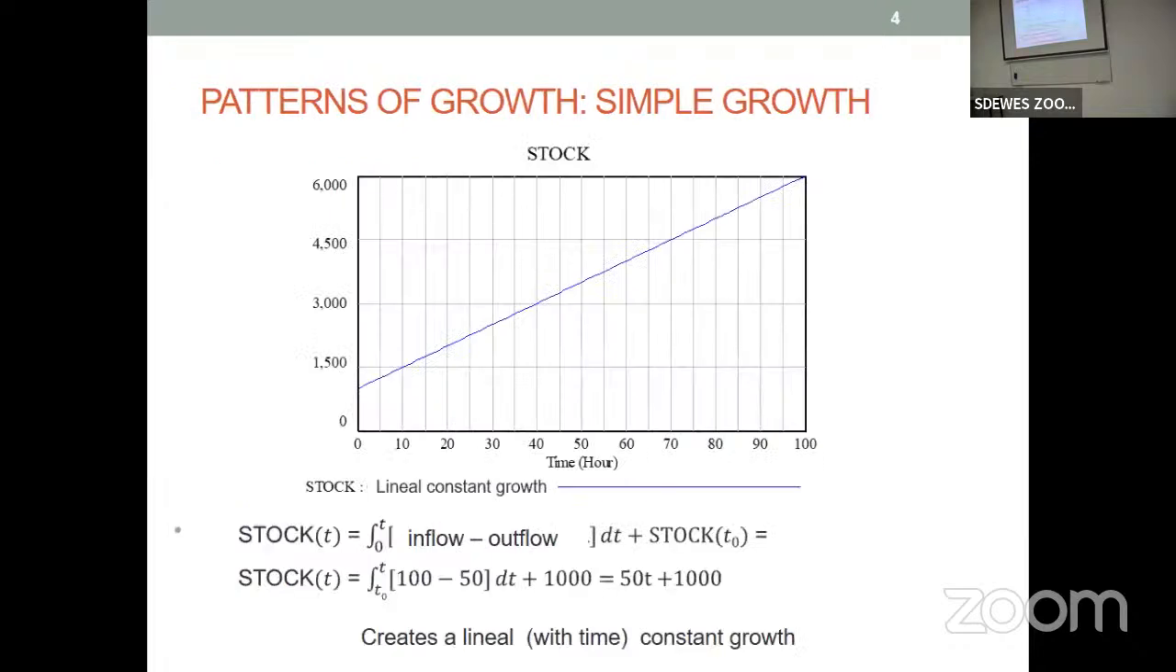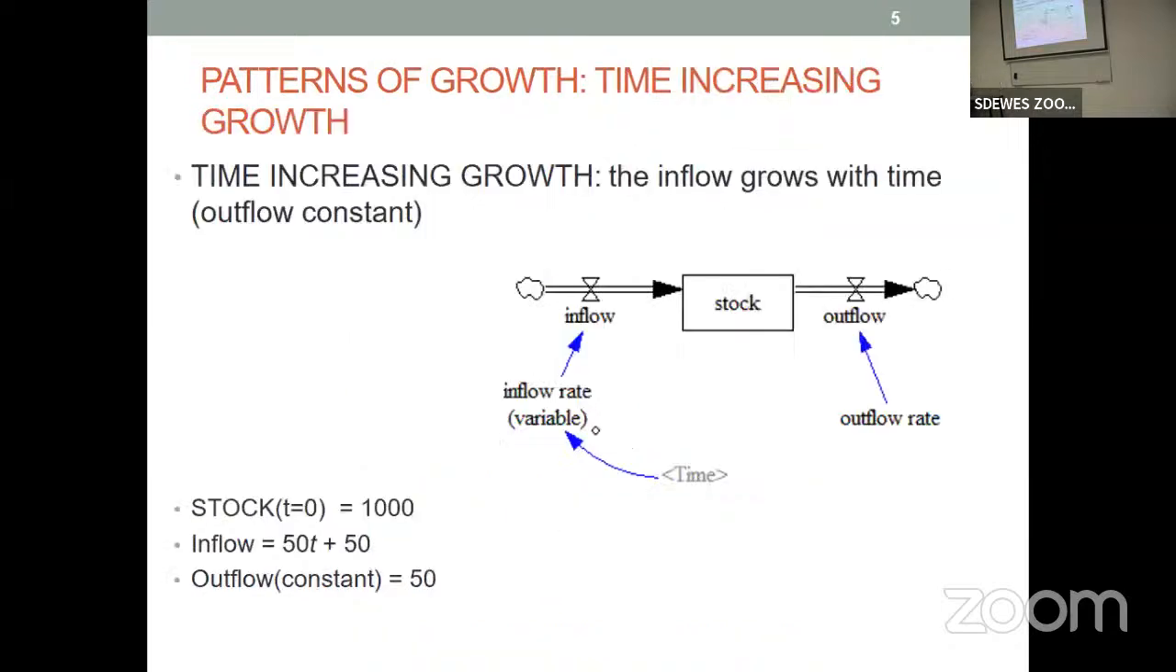Every time we grow by 50 more. The mathematical equation is quite simple: the stock will be the integral of inflow minus outflow plus the initial stock. This is the linear behavior. It is very easy, but very uncommon; most things don't happen that way. So, a second example. Imagine that now the inflow is a time function, 50 plus 50 times time, 50t plus 50, and we have a constant outflow of 50. The initial stock is 1000.